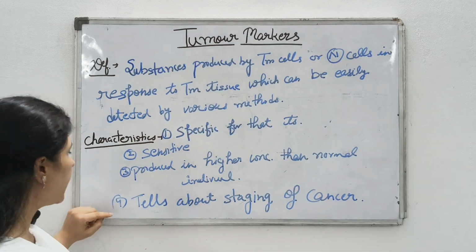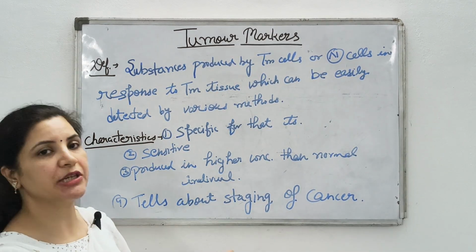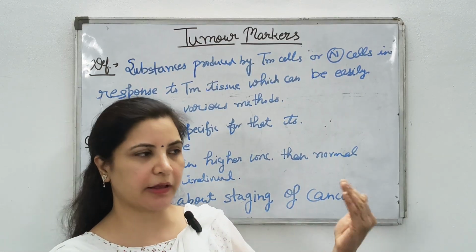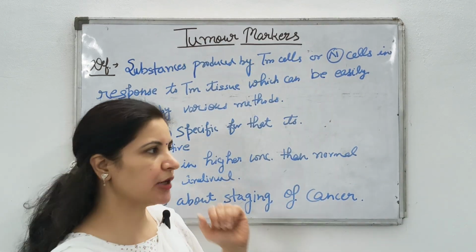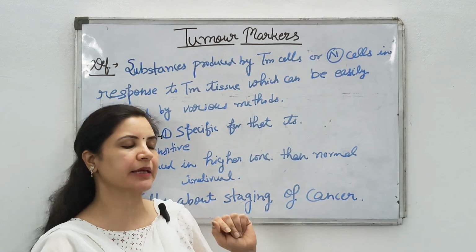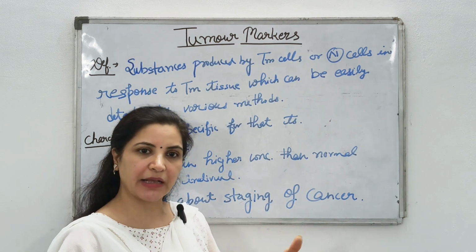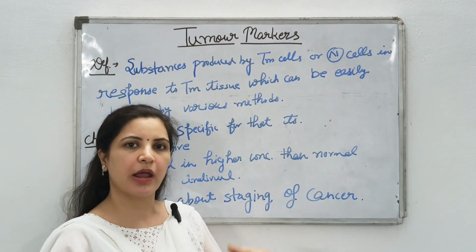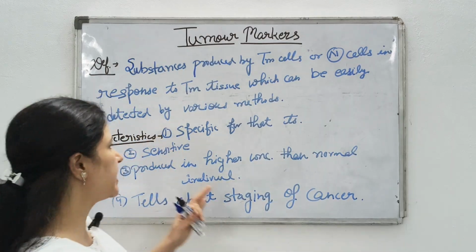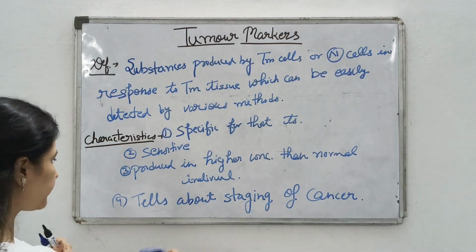Next, the tumor marker should tell about the staging of cancer. Suppose there is an ovarian cancer and you are doing CA-125 for its detection, then CA-125 should tell the staging. What is the staging of that cancer, whether it is stage 1, stage 2 and so on. These are the most characteristic features of tumor markers.